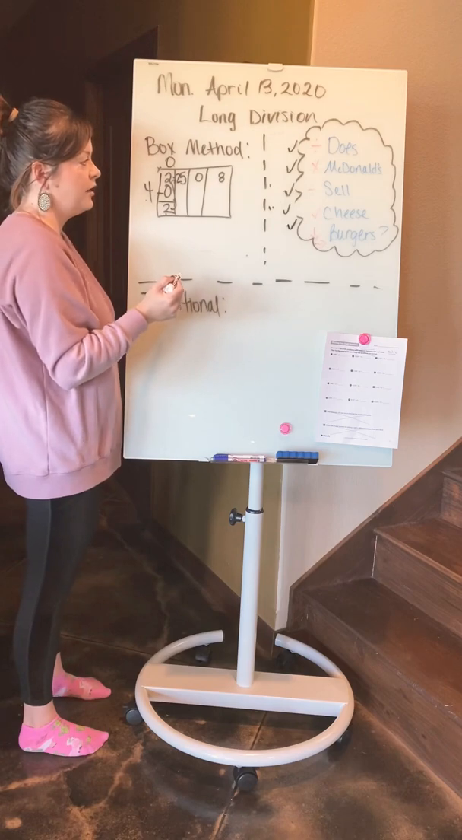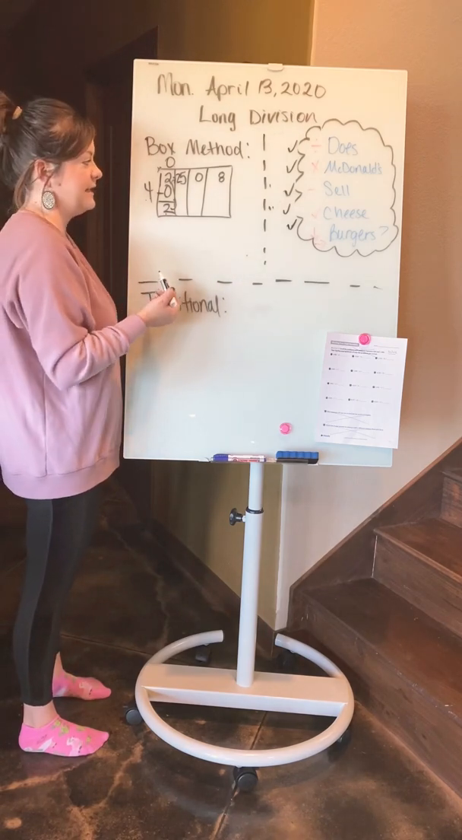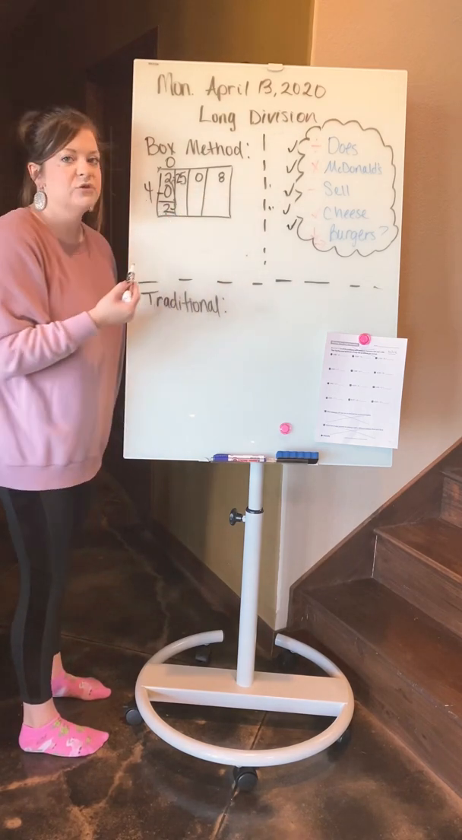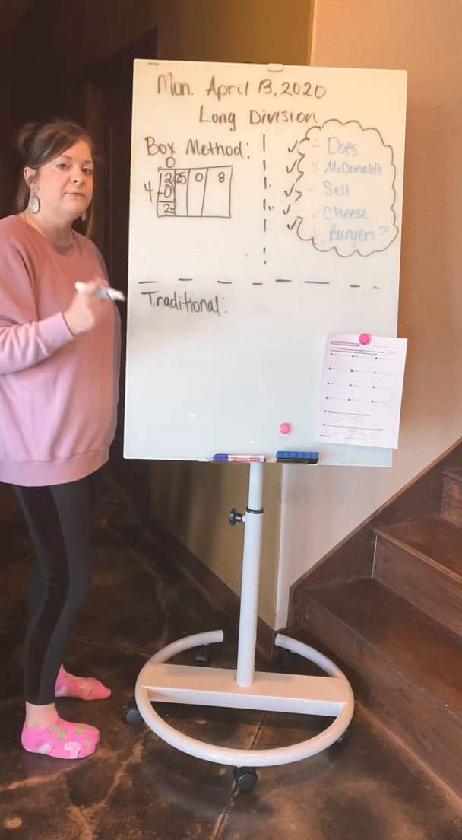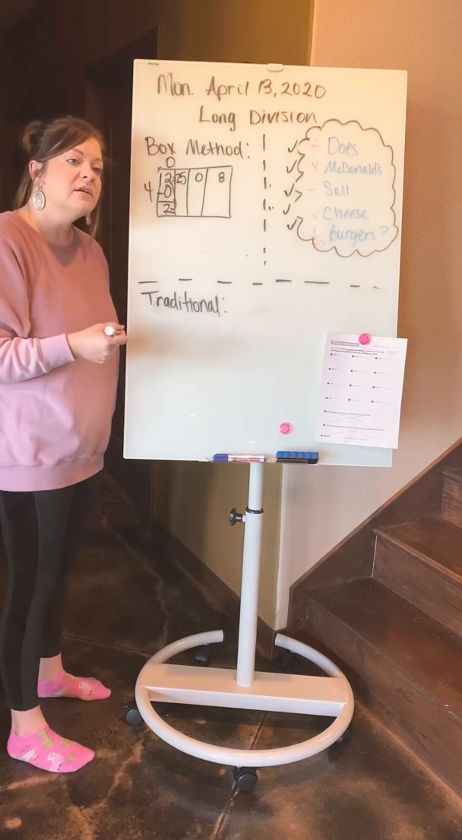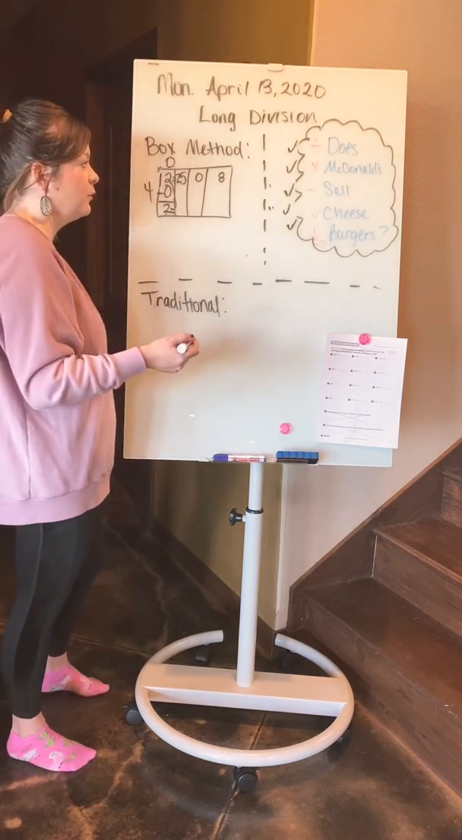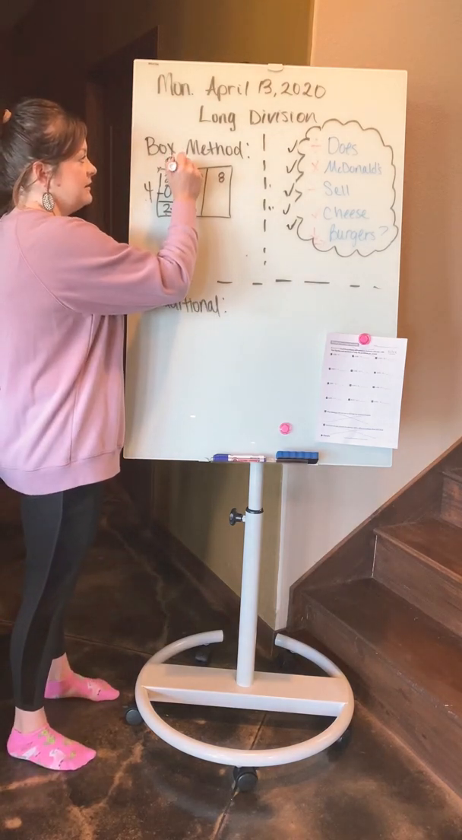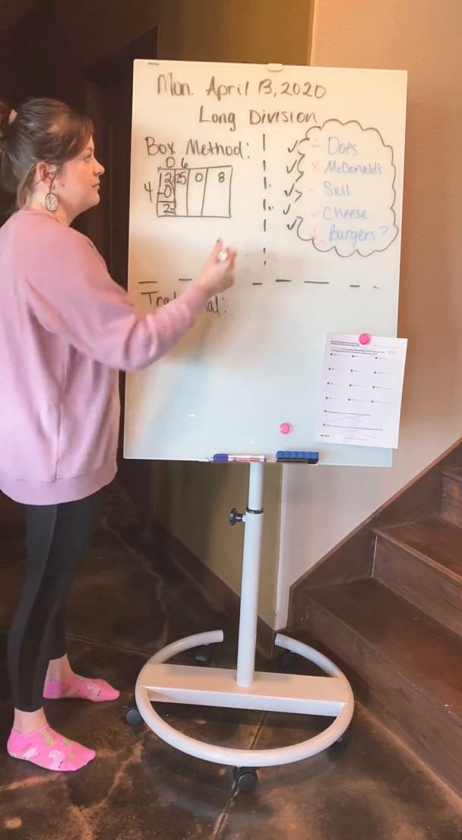So I've brought it over. Now I go through all the steps again. How many times will 4 go into 25? Well, I know that 4 times 5 is 20. And I also know that 4 times 6 is 24. So I know it will go into 25 6 times.